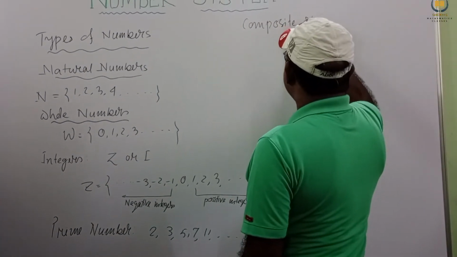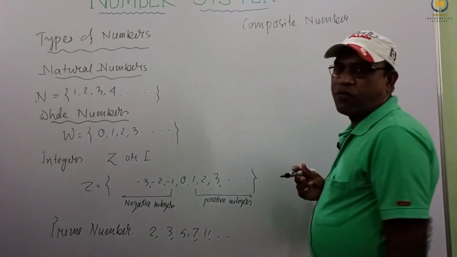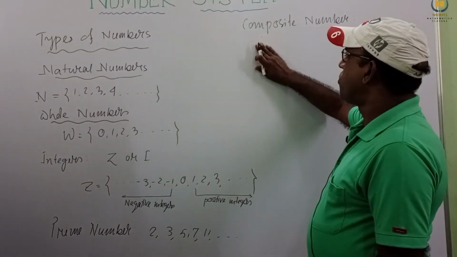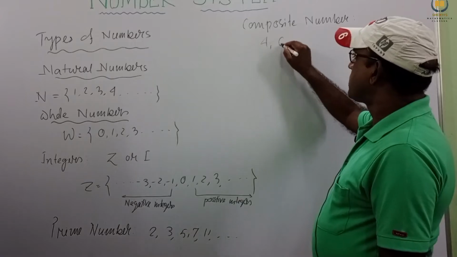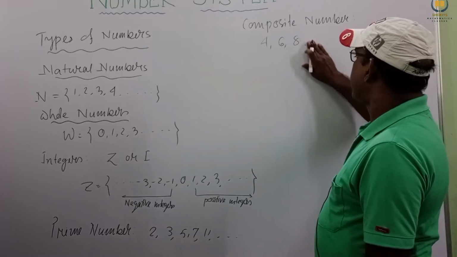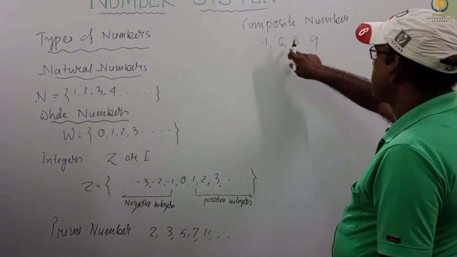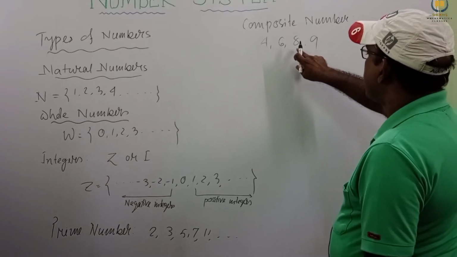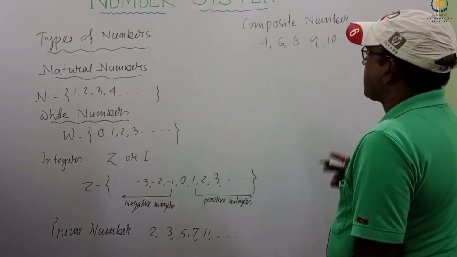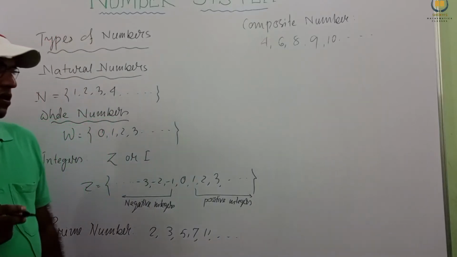Now next we consider composite numbers. Composite numbers are the numbers which have more than two factors, that means 4, 6, 8, 9, 10, and so on. These are composite numbers.